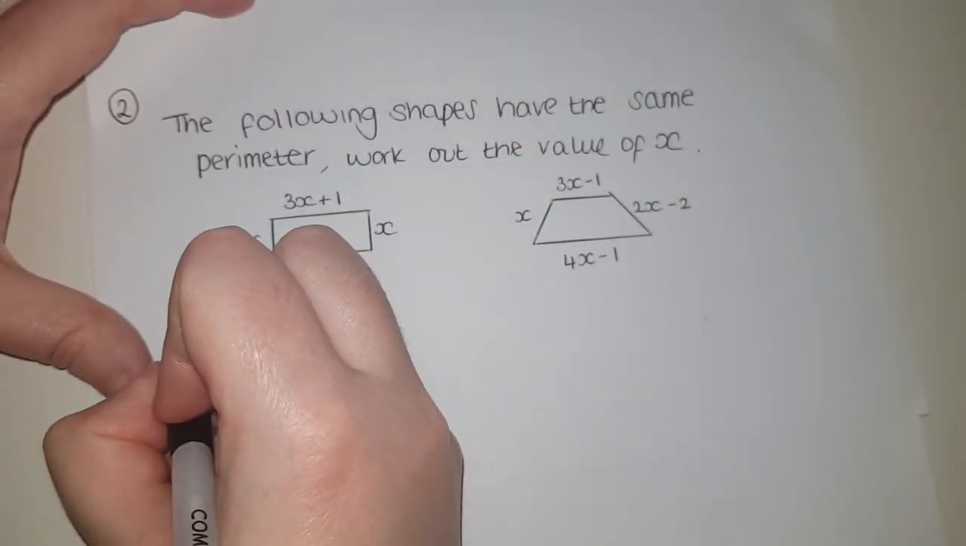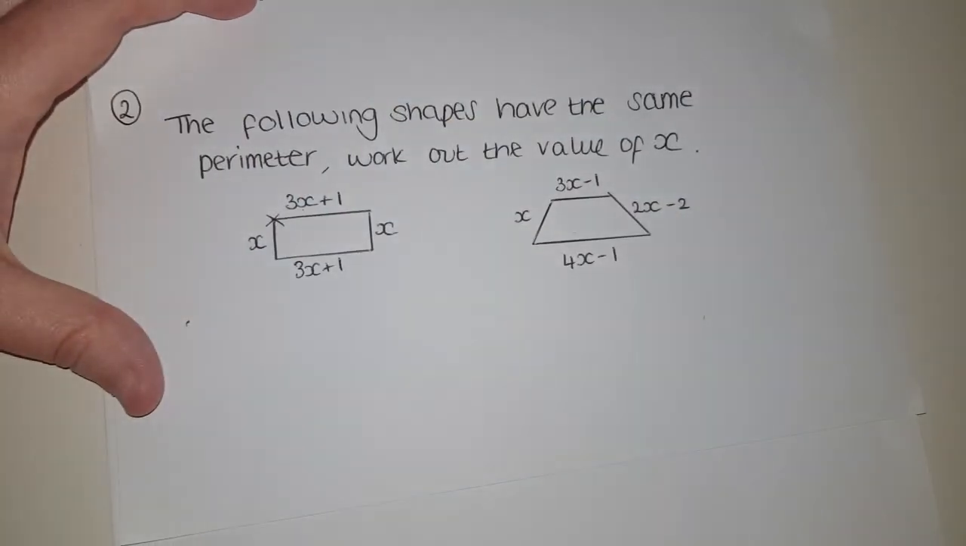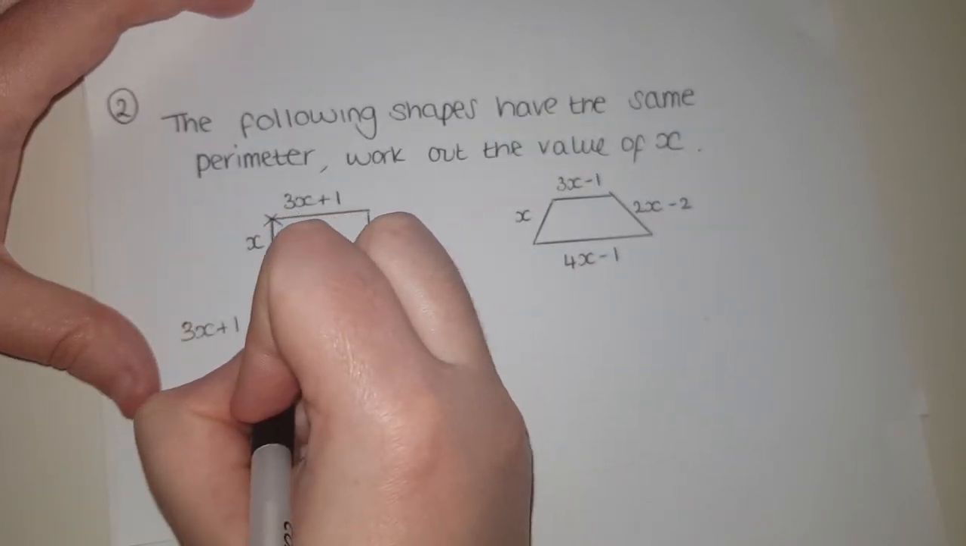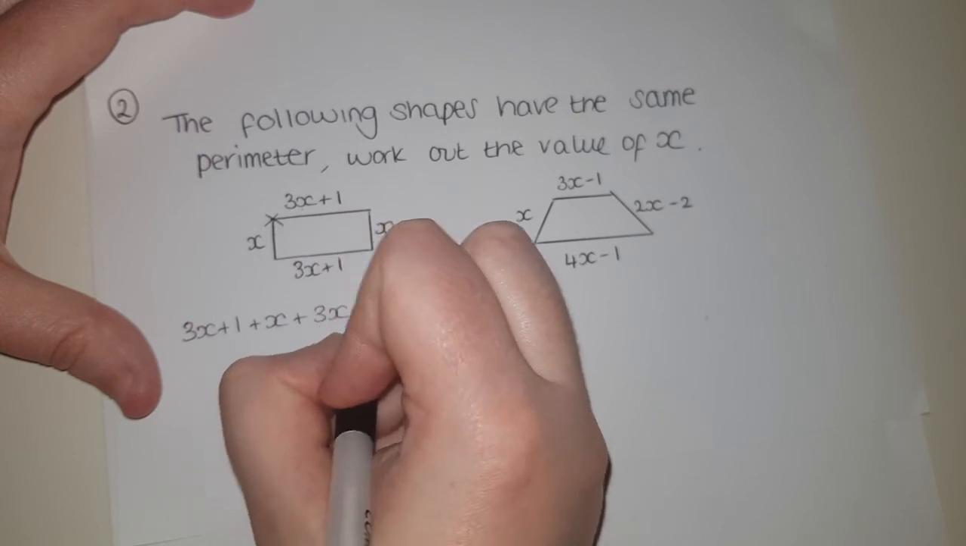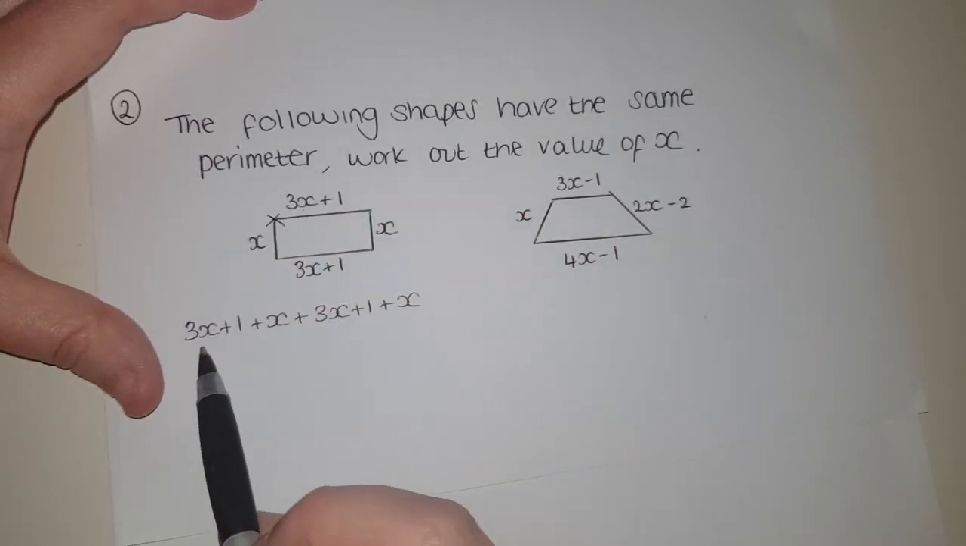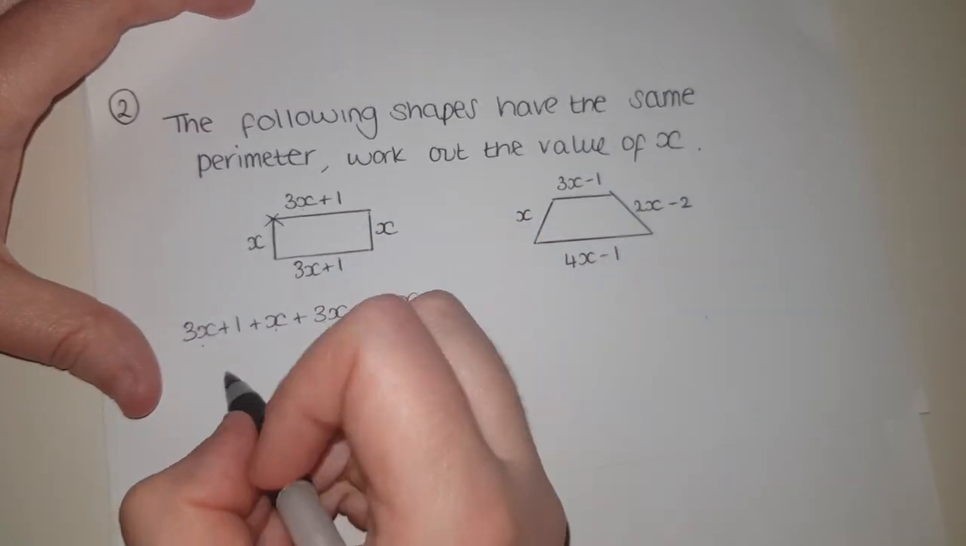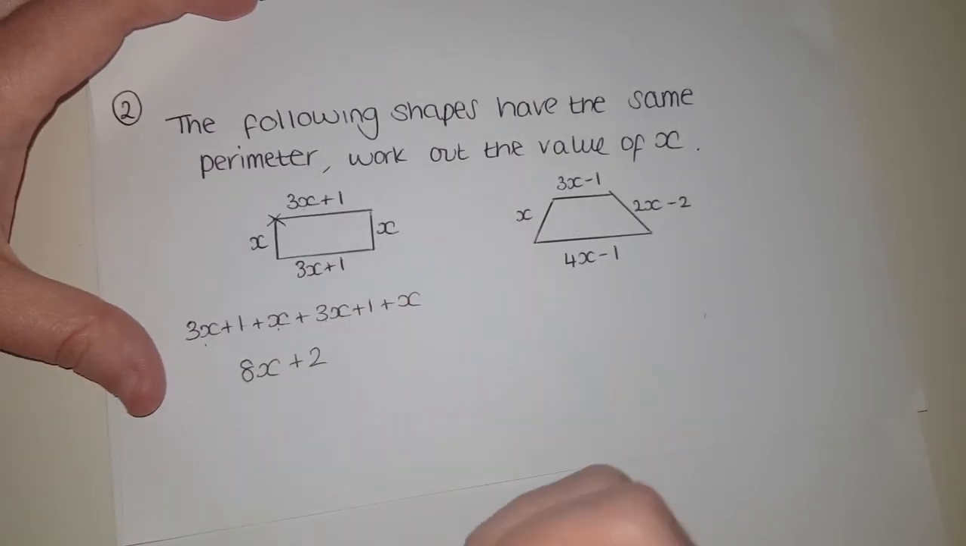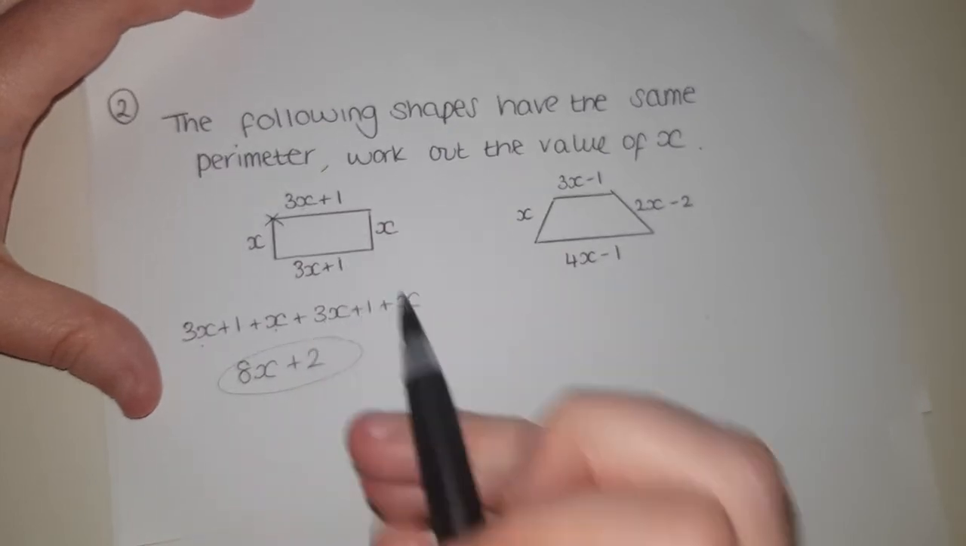So for this one, starting in that top left-hand corner again, I've got 3x plus 1 plus x plus 3x plus 1 plus x. So I've got 3, 4, 7, 8x altogether, and 1 and 1 gives me 2. Again, use your highlighter if you need to, but I've got an expression for this one.